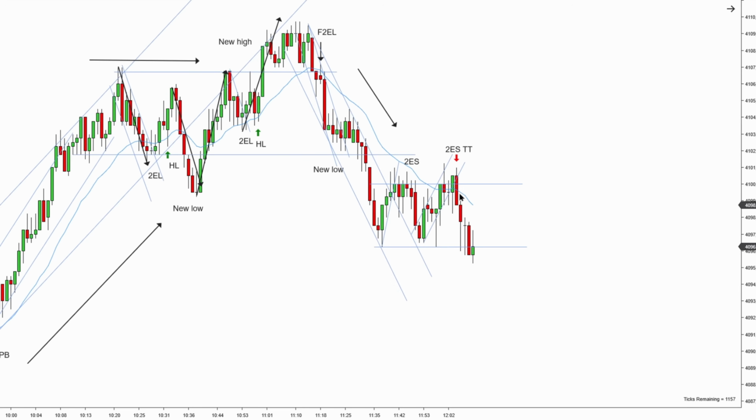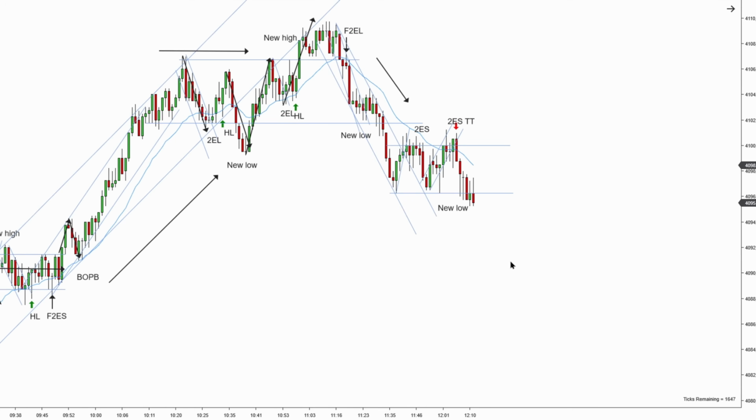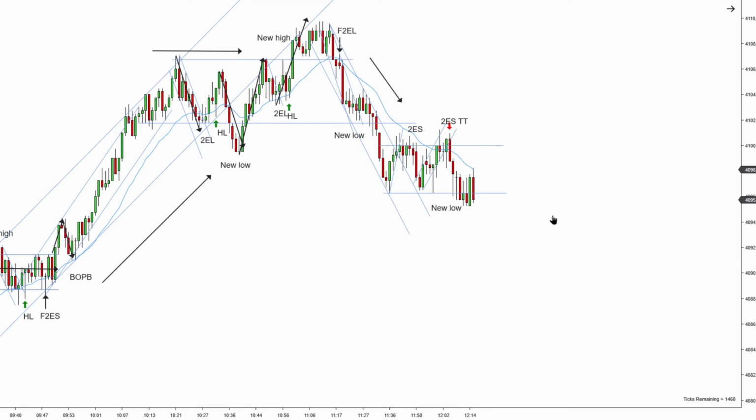But it's a great second entry short, and you don't have to have a new extreme precisely, because the fact that you have a break attempt and you have the triple test with the EMA, that's allowing you to trust the second entry short now, and you finally create a new extreme for the downtrend.